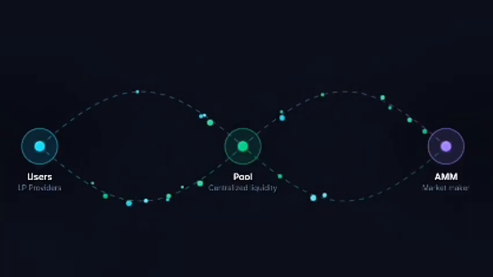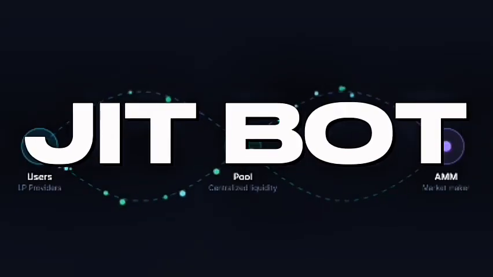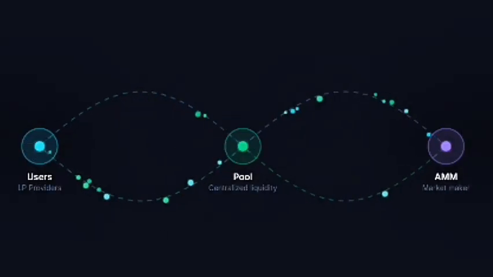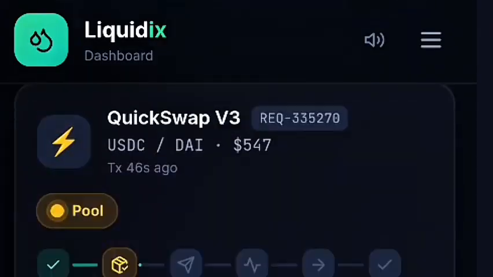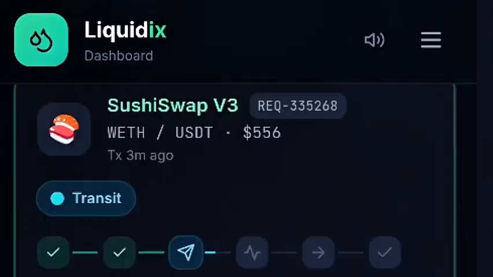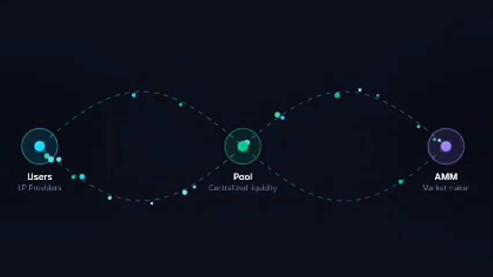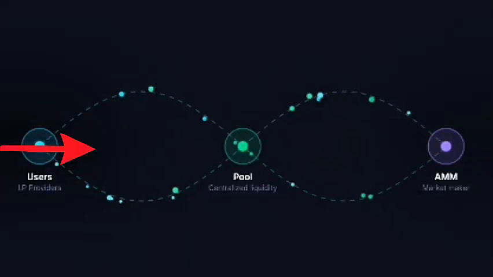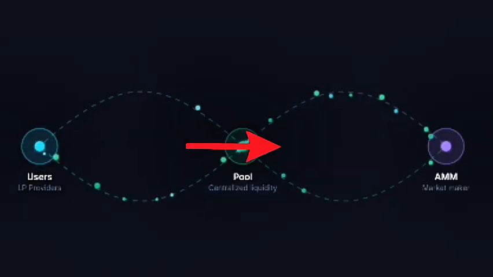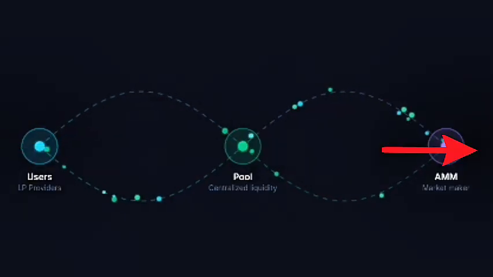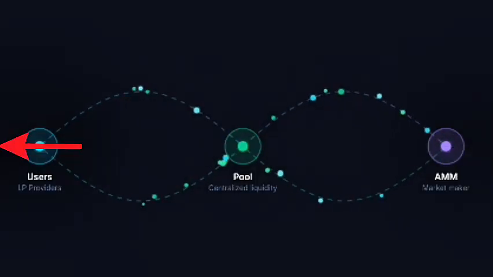So according to Liquidix, the JIT bot identifies where liquidity is needed most and temporarily allocates funds to those AMMs. As trades are executed, liquidity providers earn a share of the fees generated. So that's what you are seeing on the screen. That's the flow: from the users to the pool, from the pool to the AMMs, from the AMMs back to the pool, and from the pool back to the users.